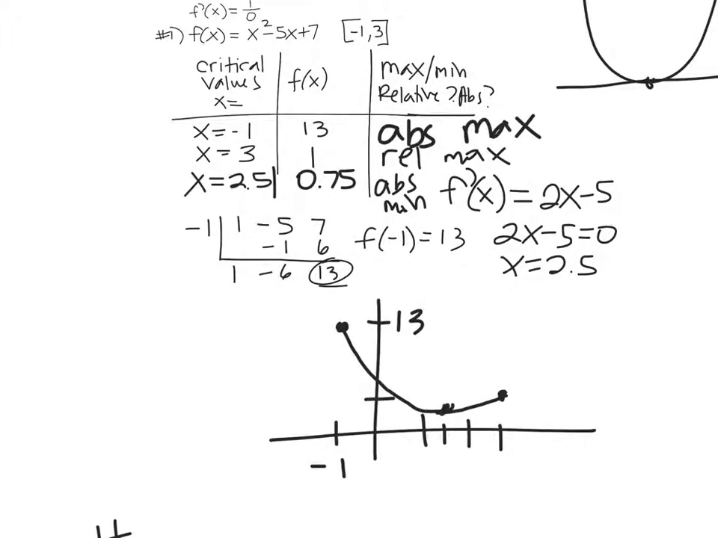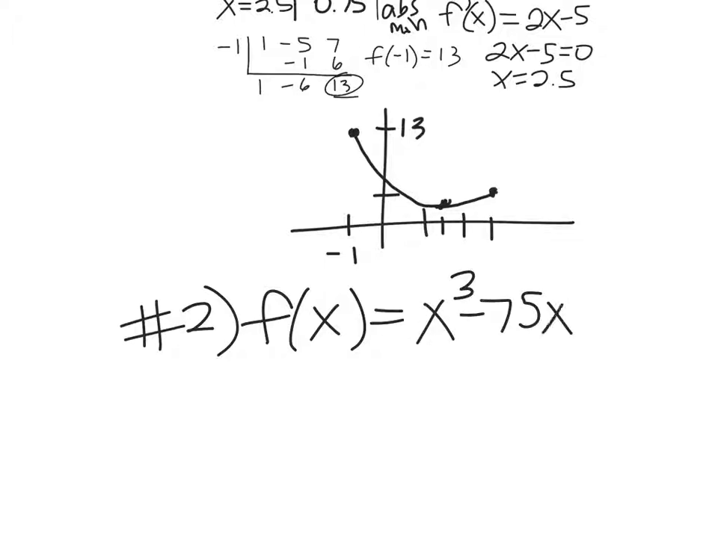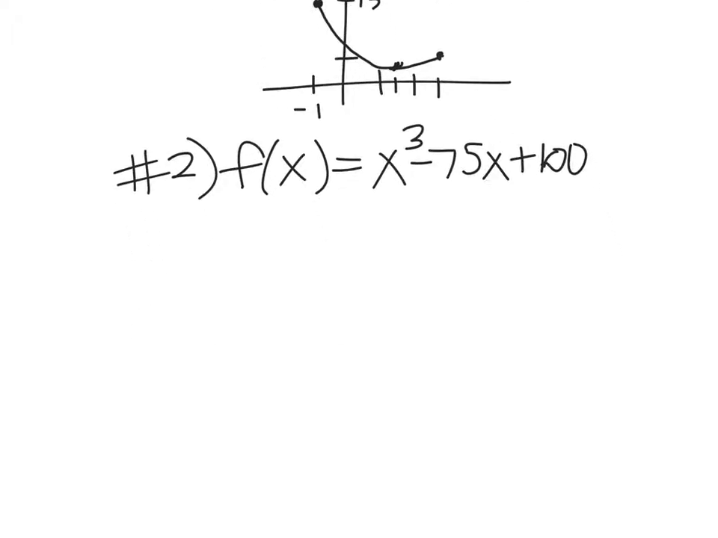Let's do one more polynomial, and then we'll move on to some other stuff. Number 2. Let's do a cubic now. F of x equals x cubed minus 75x plus 100. Now, they don't have to restrict the interval. They could say it's the whole polynomial, but a lot of times they'll tell you, in this case, 0 to 6. But look what I did to the 6. It's open, so it's not going to be a critical point. I'm not going to include that.